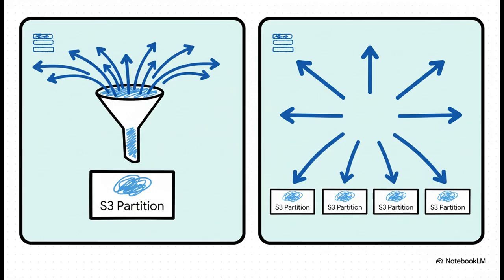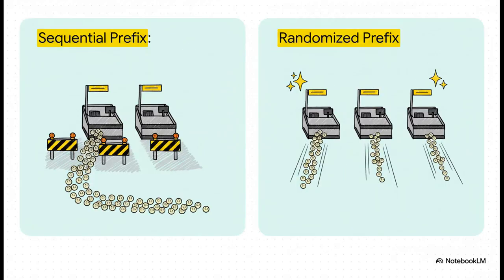Now look to the right. That's the fix. It's so simple. Just by adding a short random hash to the beginning of the key, we've created totally unique prefixes for every file. So why does that work?